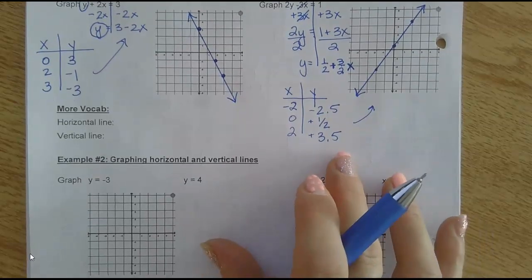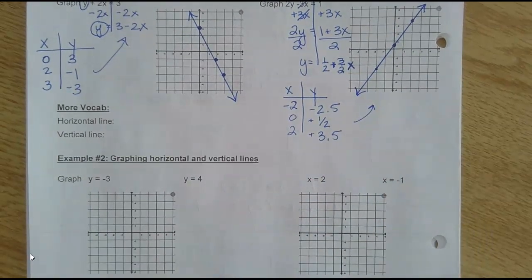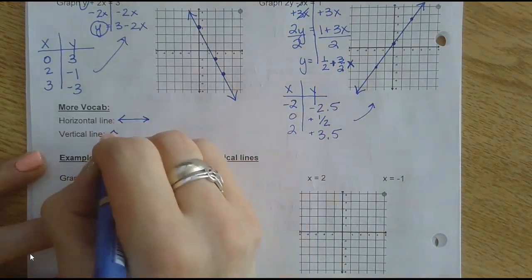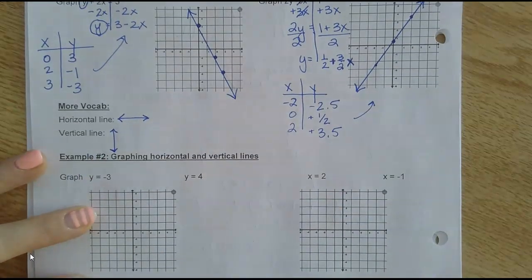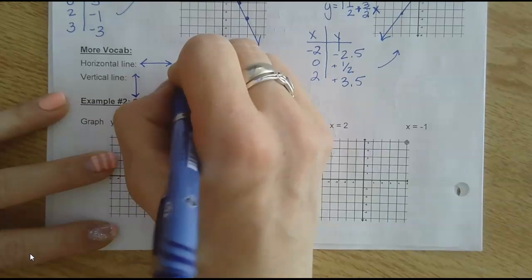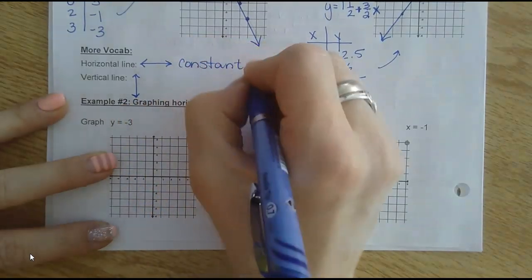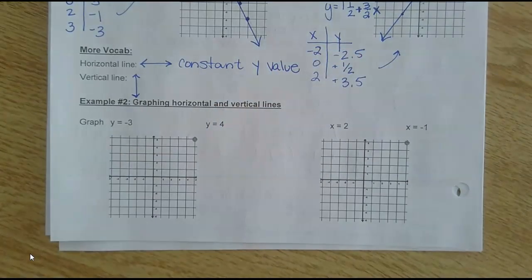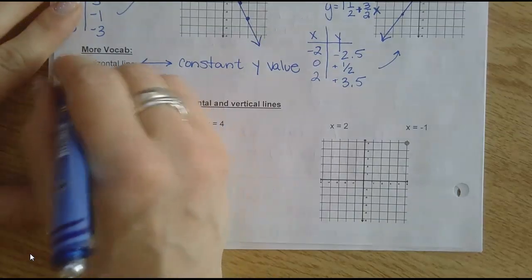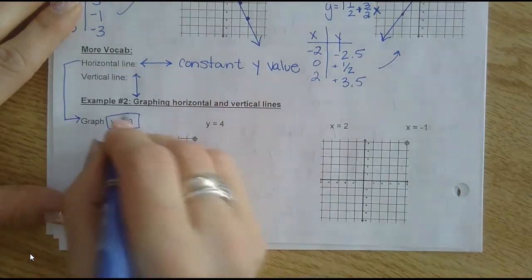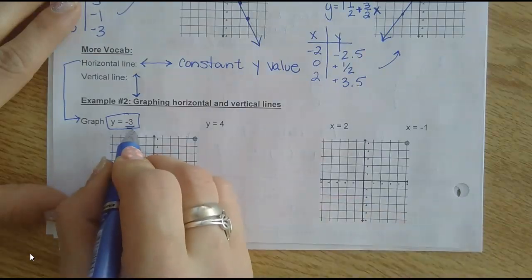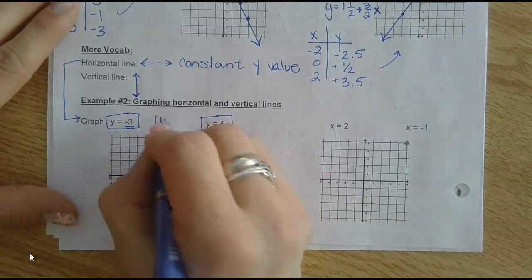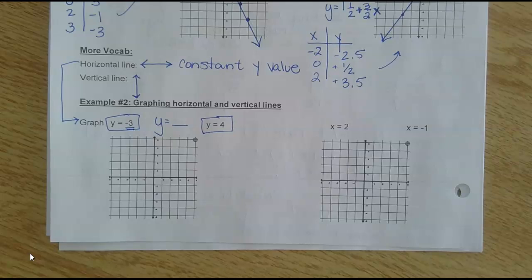All right, last part of this section is looking at horizontal and vertical lines. So if you remember, horizontal goes this way, vertical goes this way, up and down. So when we have a horizontal line, it means it has a constant y value. So your equations are going to look like this. y equals a certain value, and it's always that value, a constant number. y equals 4, y equals -3, y equals any number is going to end up looking like a horizontal line.